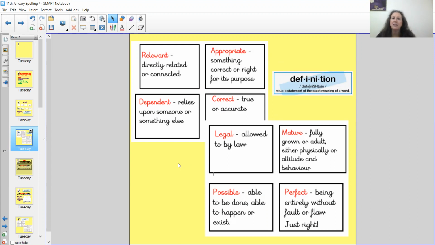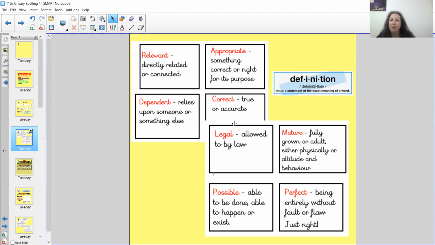Relevant is directly related to or connected to. Appropriate is something is correct or right for its purpose. Dependent means that relies upon someone else or something else. Correct is true or accurate or right. Legal is allowed to do something by law. Mature is fully grown or adult, either physically or in attitude and behavior. Possible is able to be done, able to happen or exist. Perfect is being entirely without fault or flaw, so it's just right.